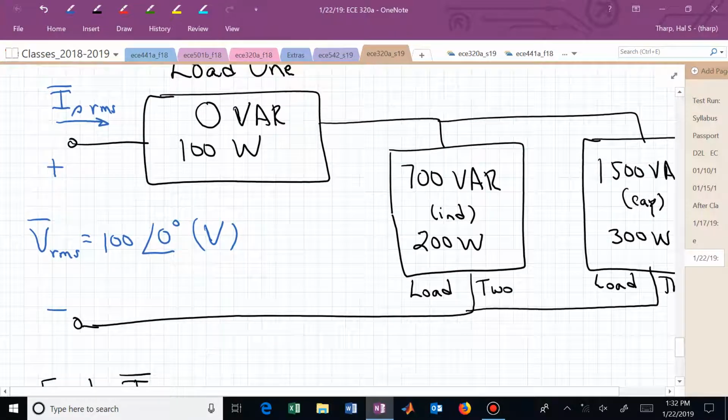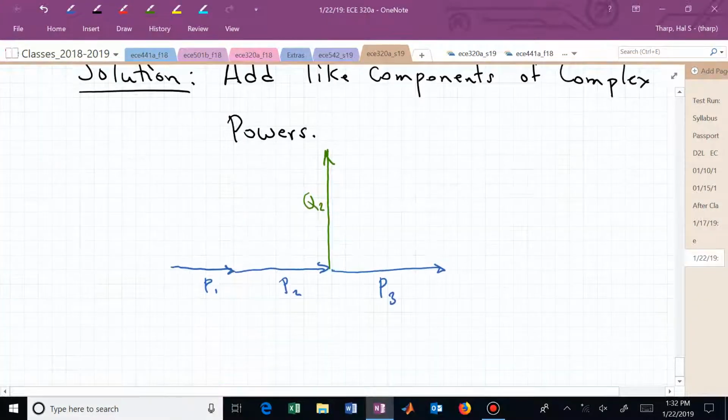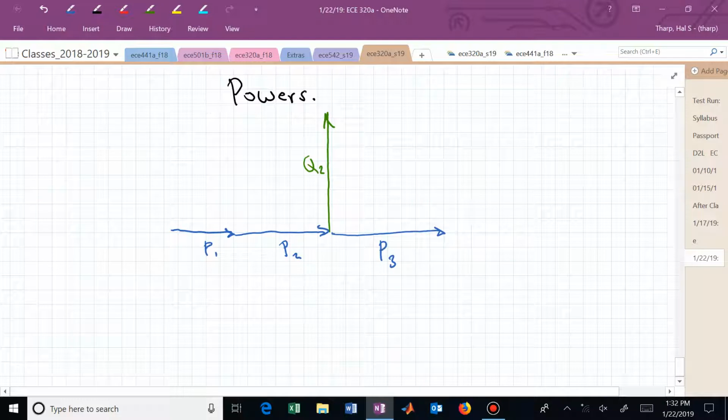And a reactive part of 1500 capacitive. So now maybe what I should do is add these tip to tail so that we can see what we have.